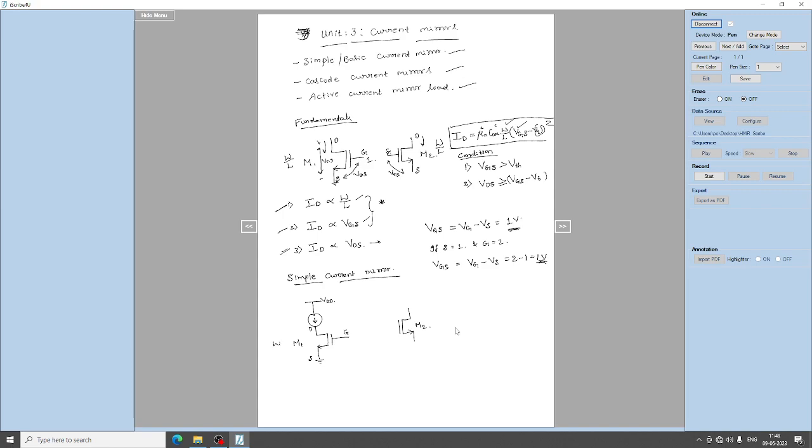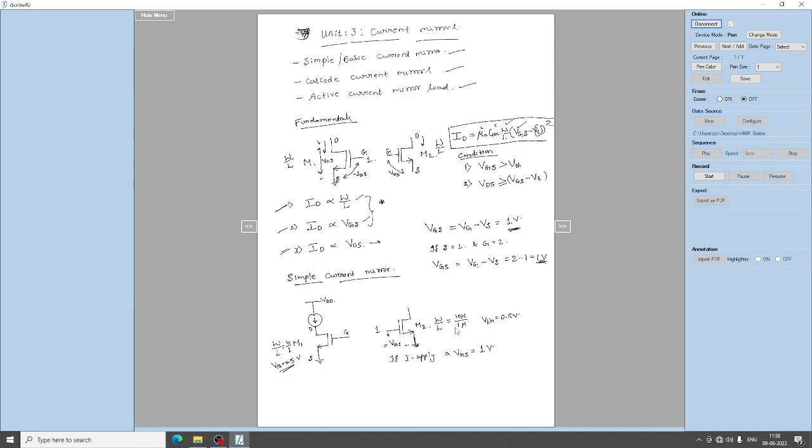Here you consider that W by L of both the transistors will be the same. For example, both will have 10 micrometer width by 1 micrometer length. W by L of both the devices are the same, and the threshold voltage of both the devices is the same again, say for example 0.5 volt. Now consider transistor M2. If I apply a VGS of 1 volt, the gate is connected to 1 volt and the source is connected to ground.